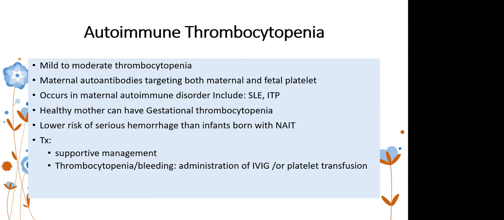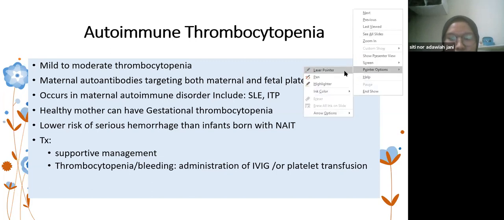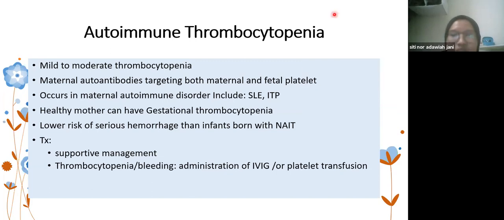Next. Neonates with thrombocytopenia associated with maternal autoimmune disease only require supportive management for treatment. But if there is severe thrombocytopenia or bleeding, then we need to administer intravenous immunoglobulin or platelet transfusion. Okay, next slide.